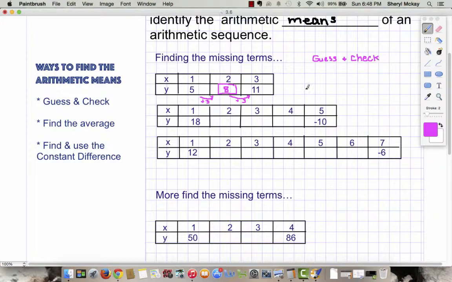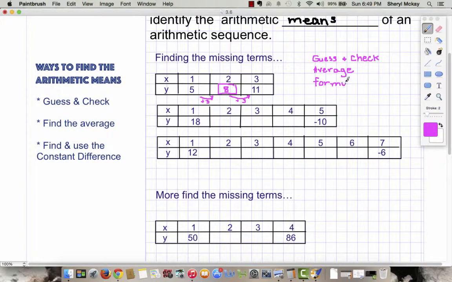Okay? You may have decided to find an average, where you took the 5 and the 11, you added them together to get 16, and then divided it in half to get 8. So you may have used an average. Or you may have tried to figure out another way to kind of get the constant difference, and then once you got the constant difference, you knew you just needed to add it to the 5 or subtract it from the 11. So there's different ways. So you may have come up with a formula, and we'll talk more about that as we go on.